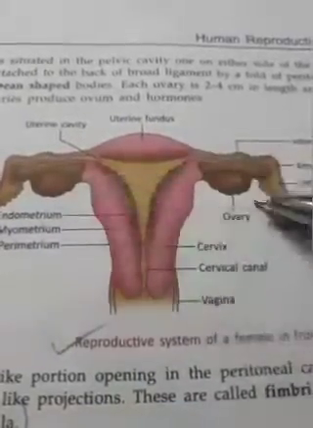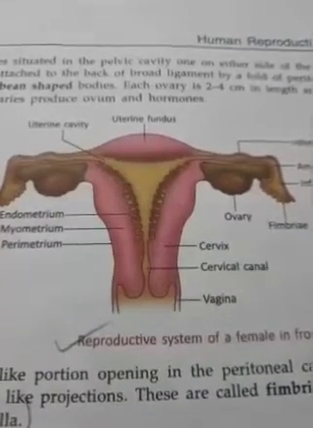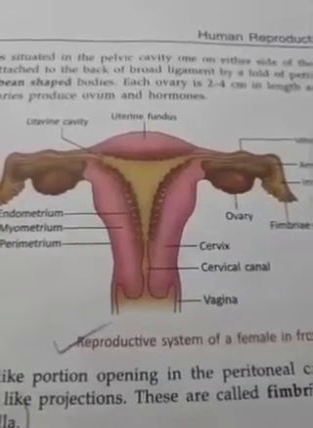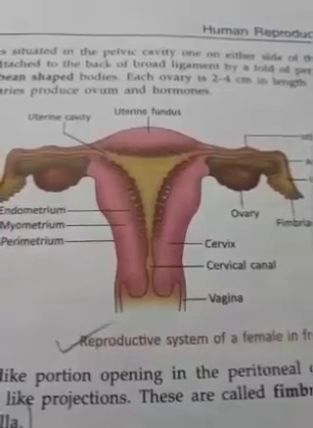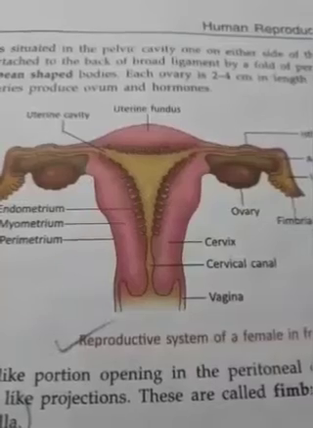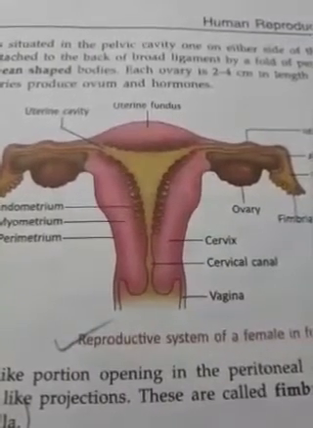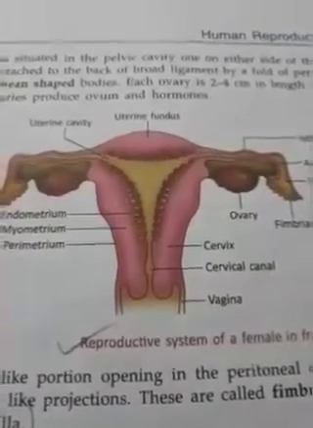On either side of the uterus, a pair of ovaries are found, and each ovary weighs about 4 to 6 gram. They are very small in structure, and their function is to produce ovum, which is the female reproductive gamete, female sex cell, and they also produce hormones, namely estrogen and progesterone.